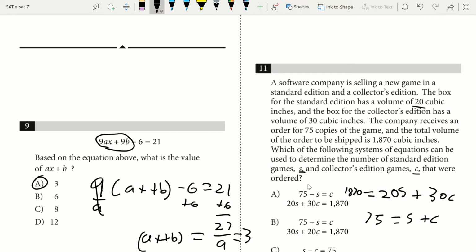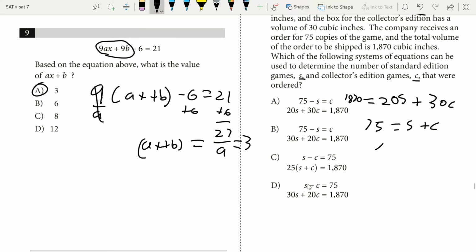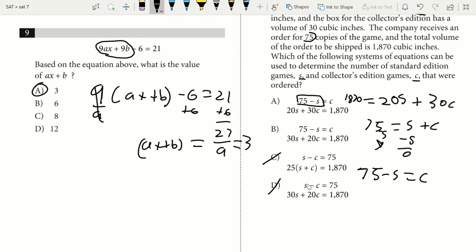All right, well, I'm looking at my answer choices, right? I see this equation here they want to manipulate. So if I look at A, 75 minus S equals C, I know that that's true because if I subtract S from each side, then I get 75 minus S is equal to C. So I know that equation is true. Now, S minus C equals 75? No, we have S plus C equals 75. So we can get rid of those two because we know our total number of games ordered is 75, and that's going to equal the amount that are standard plus the amount that are collector's, so S plus C.